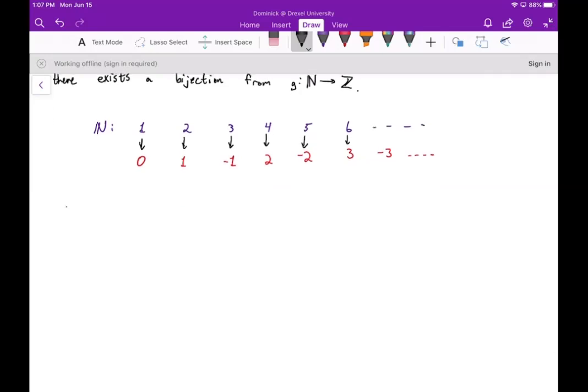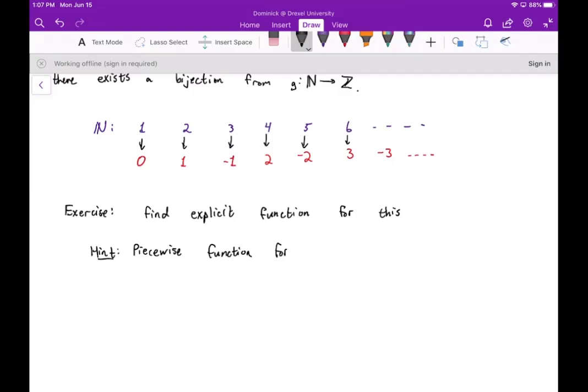So I'll leave it as an exercise. Maybe I'll give this as a homework problem to find the explicit function for this. And my hint is to find a piecewise function for the even and odd numbers.